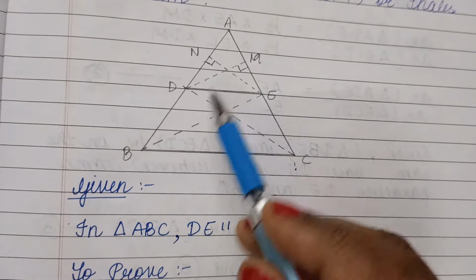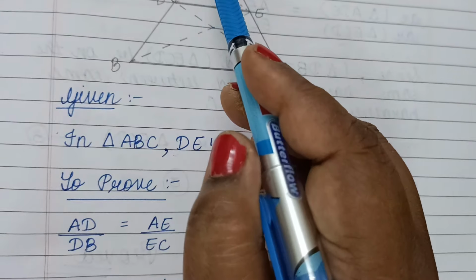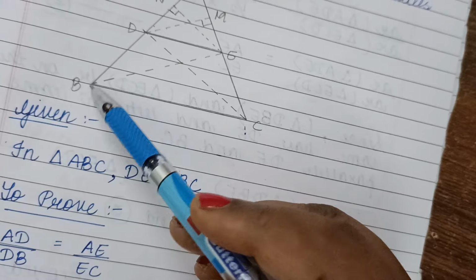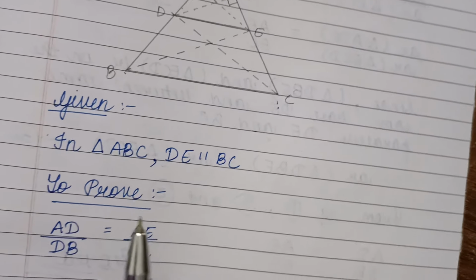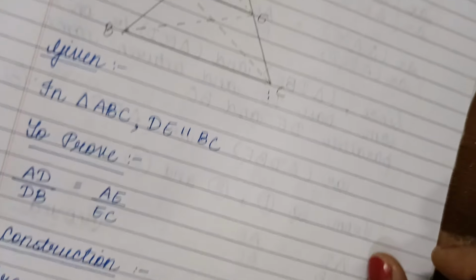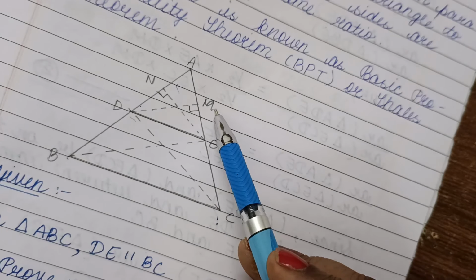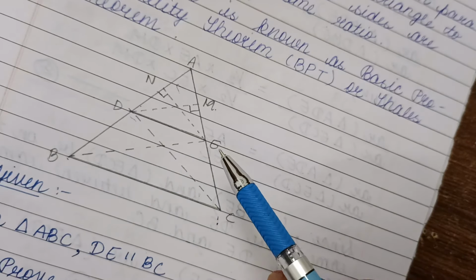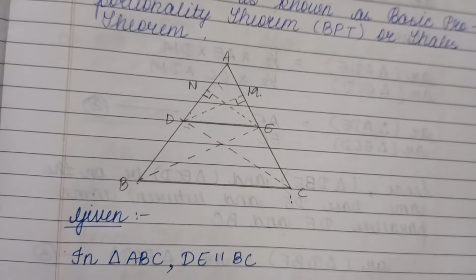Okay, so in this triangle ABC, DE is parallel to BC. We have to prove that AD by DB is equal to AE by EC. For this we have to do a construction. Draw EN perpendicular to AD and DM perpendicular to AE, and join DE, okay, and EB. So join DC and EB.